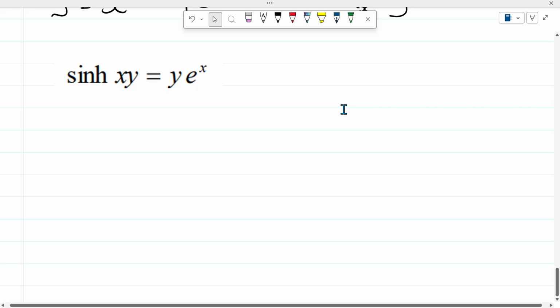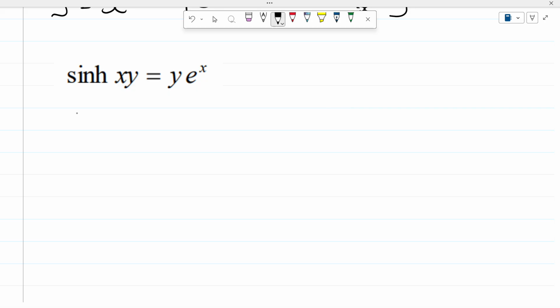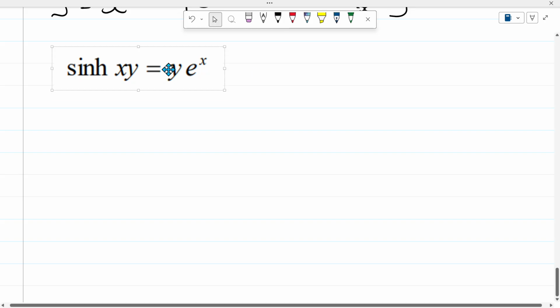All right, for our last question, we now have hyperbolic sine of xy, which equals e to the power x multiplied by y, of course. So we should find dy/dx in this given equation.